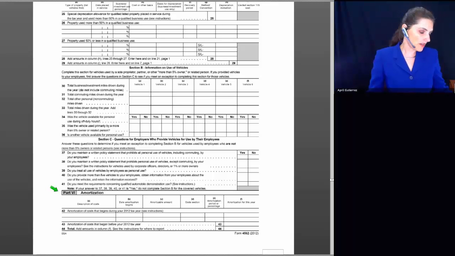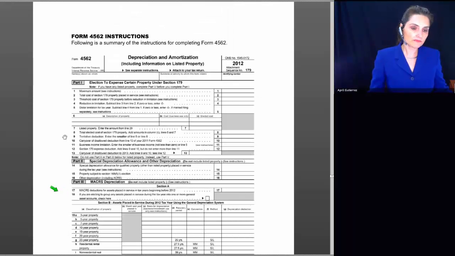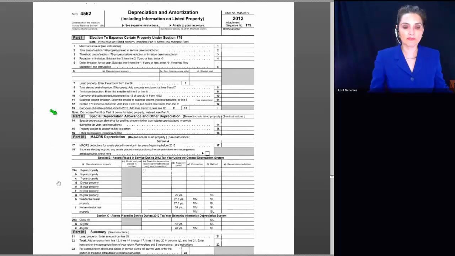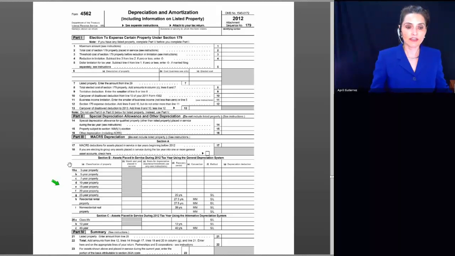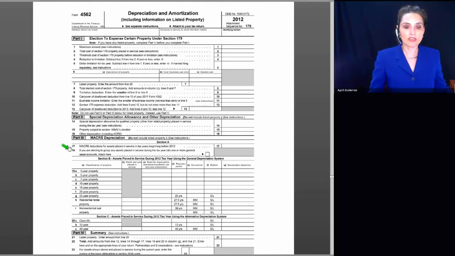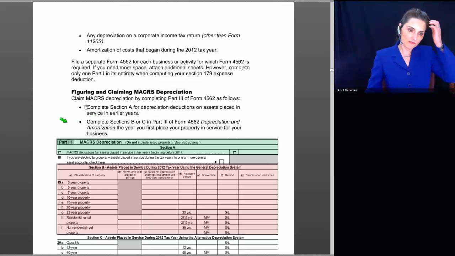But for now, I'm going to be looking at certain parts of Form 4562 as they tie into a depreciation concept I am trying to teach you. The first thing I'm going to be teaching you is about MACRS depreciation. So we're going to be focusing on Part 3, and we're also going to talk a little bit about Part 2. So let's go back to page 23 where I left off.